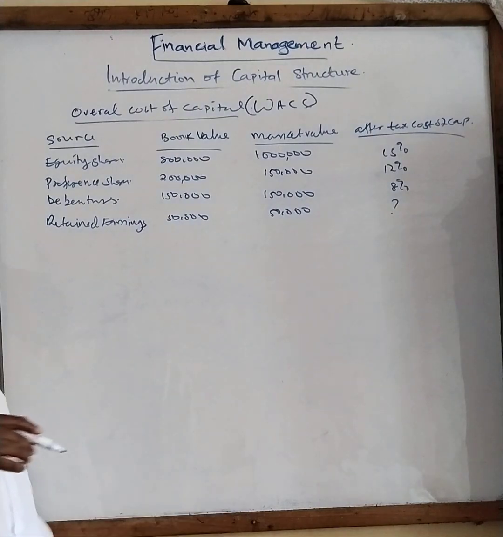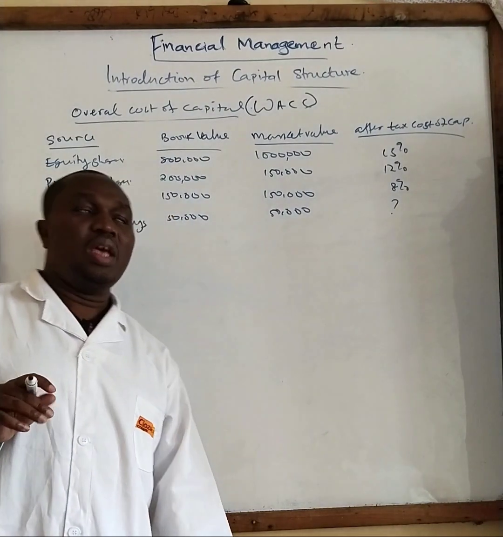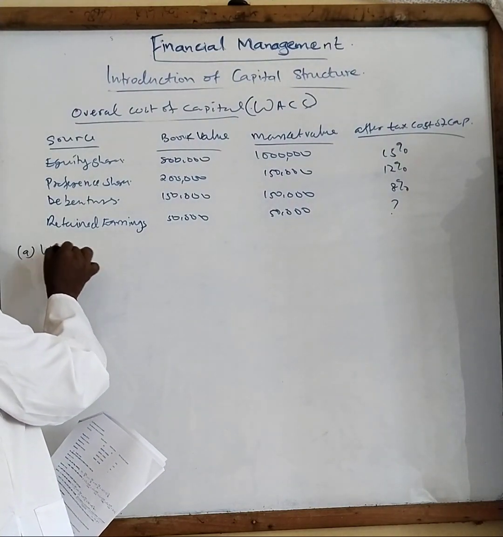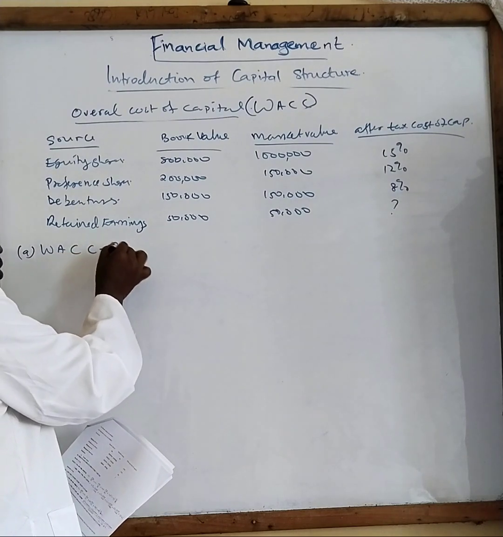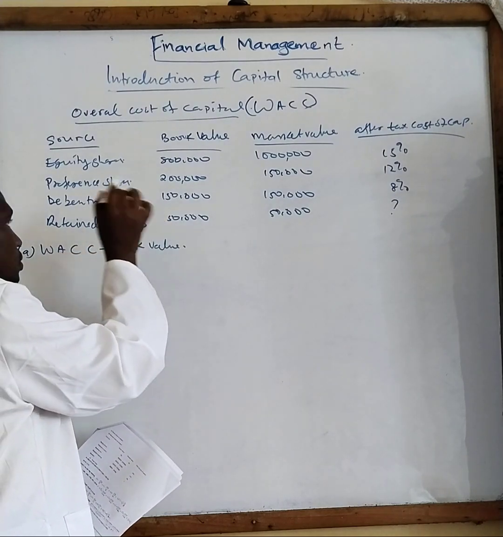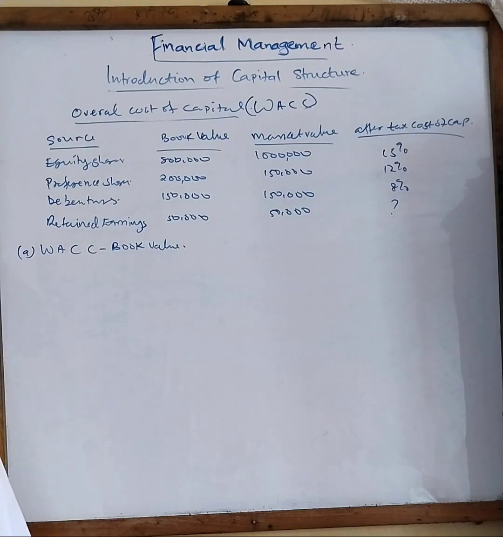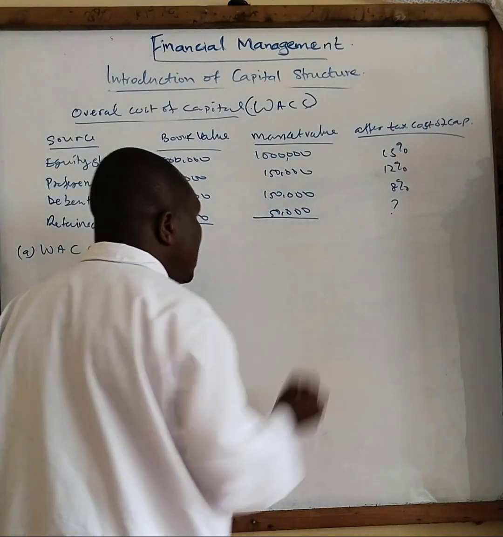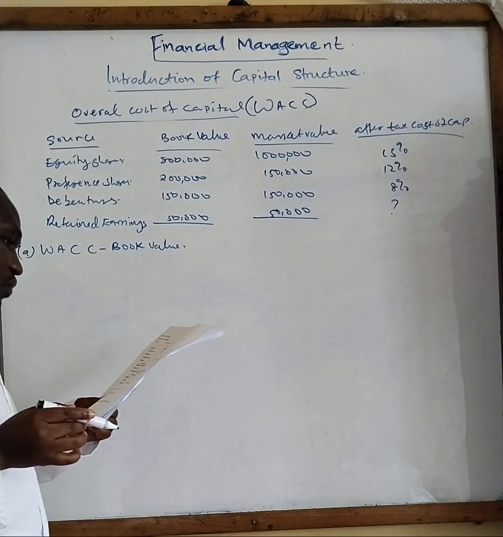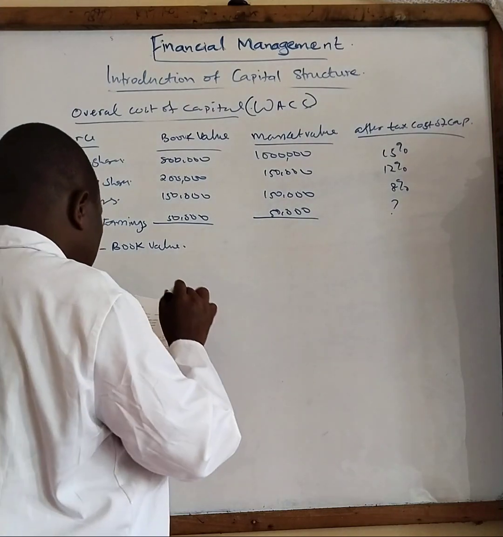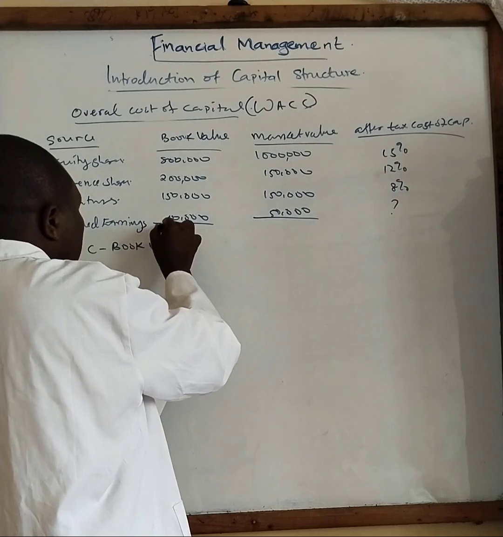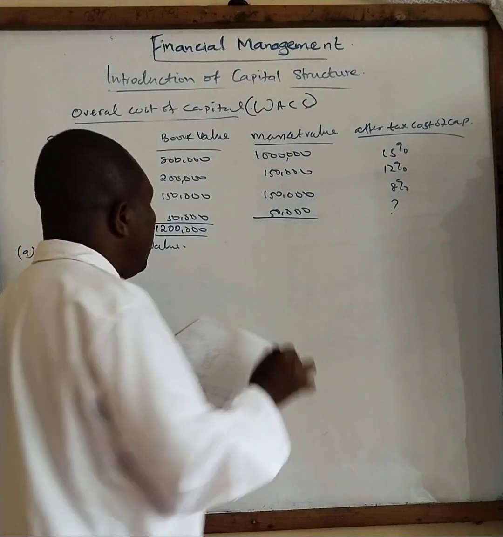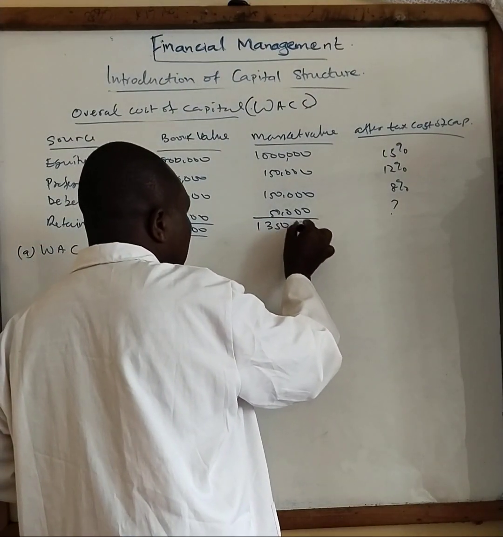You are supposed to calculate the weighted average cost of capital using book value. Our work is very simple. Get the total value for book value here, and get the total value for the market. If you add all, the answer for the book value is 1,200,000, and for the market value you will get 1,350,000.